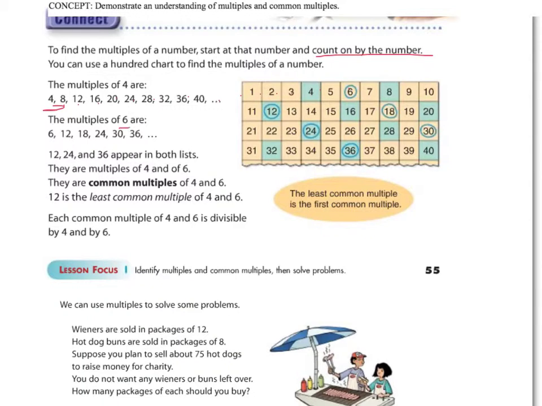Multiples of 6, for example. 6, 6 times 2 is 12, 6 times 3 is 18, 6 times 4 is 24, 6 times 5 is 30, 6 times 6 is 36, 6 times 7 is 42, and so on.